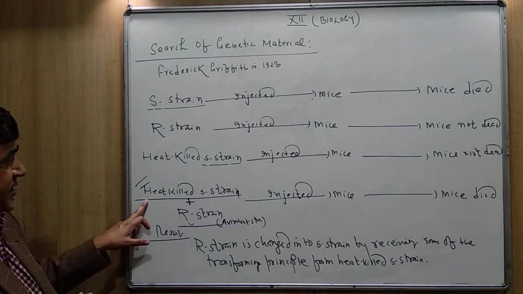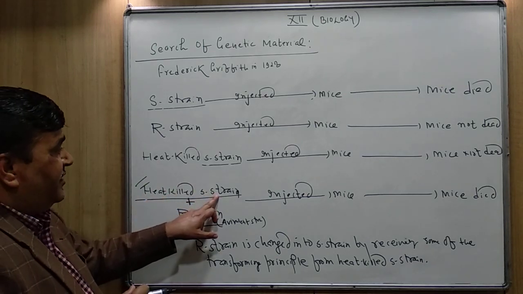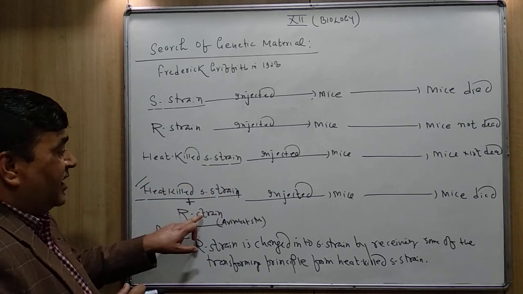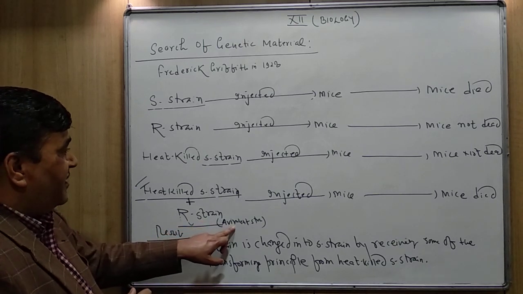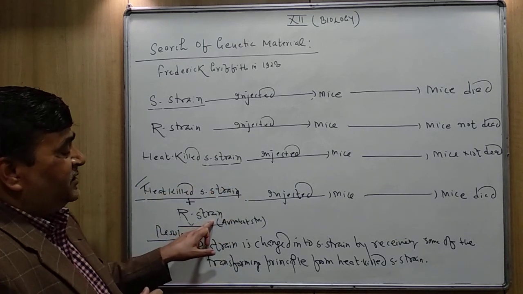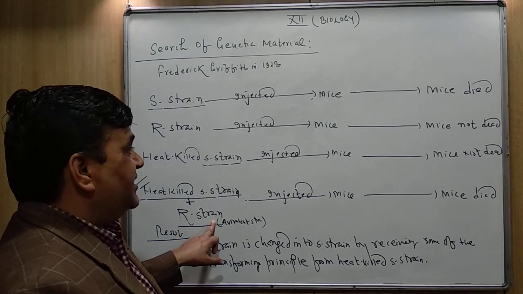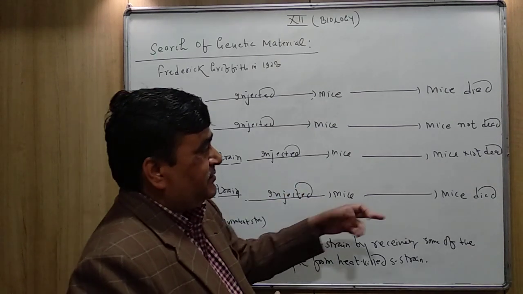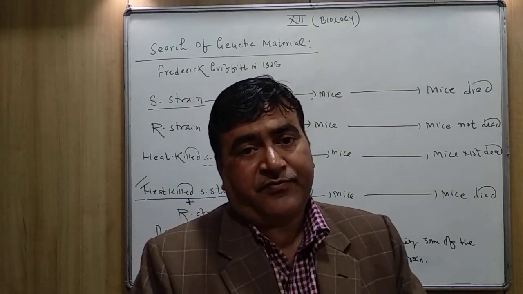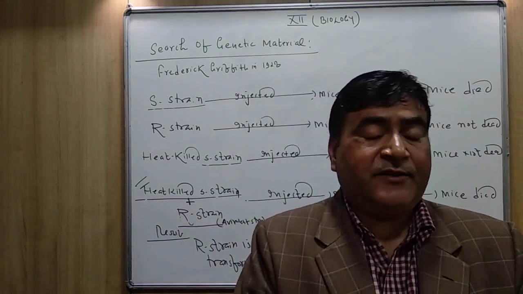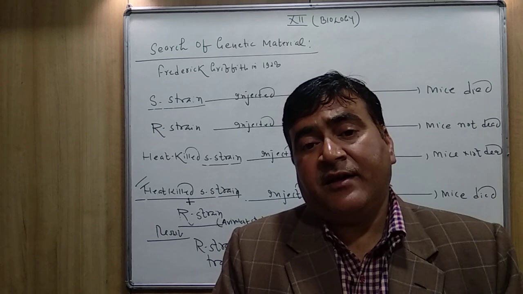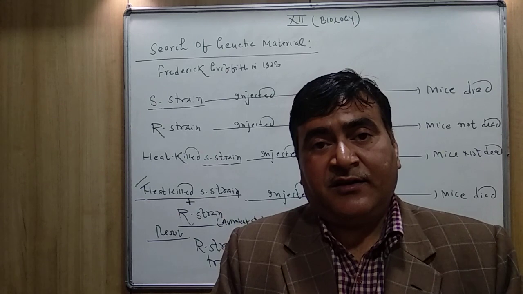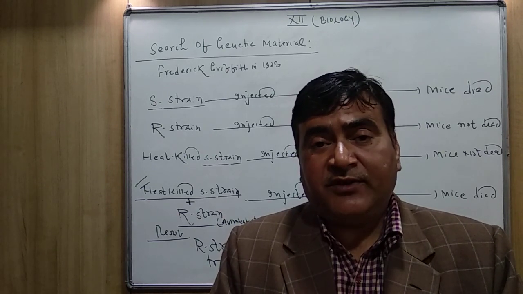Now, in the next step, what did he do? The heat-killed S strain was combined with the R strain, which is avirulent. And when these two strains were combined together and injected into the mice, the mice died. Now this is the step where you have to think how the R strain is going to be transformed into the S strain.